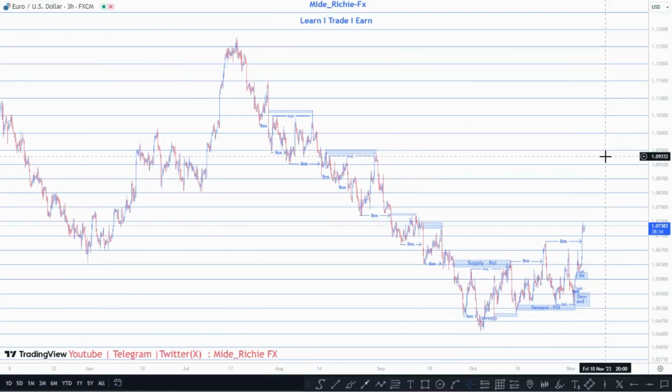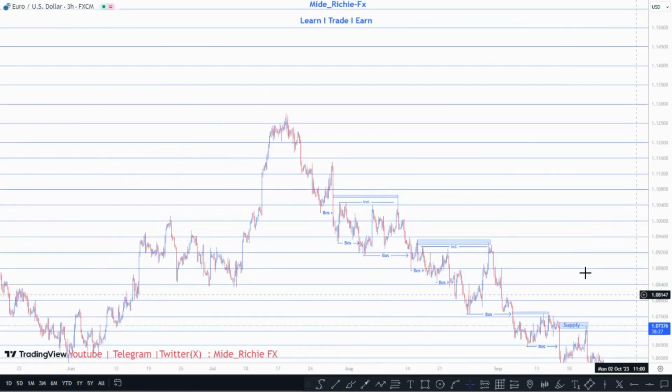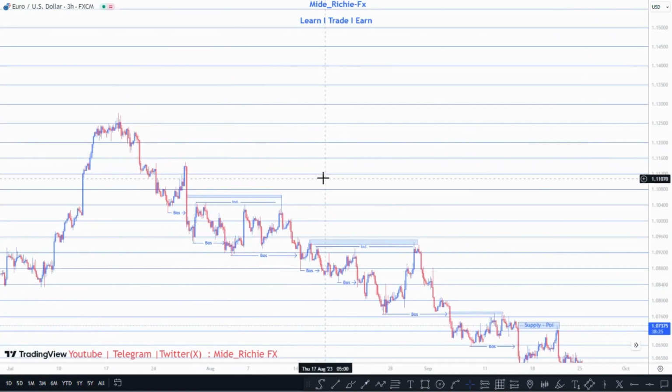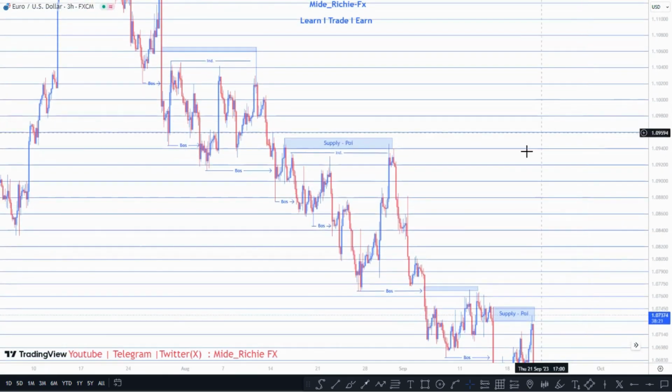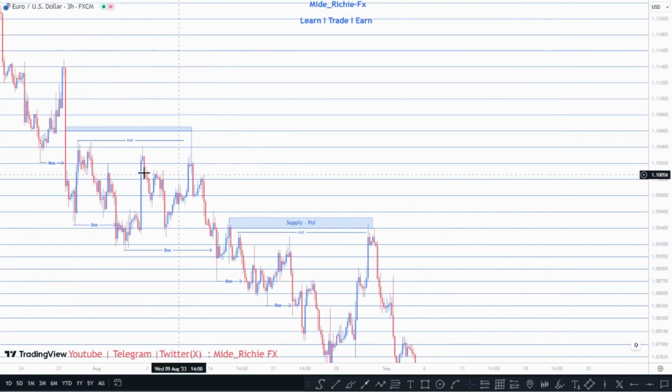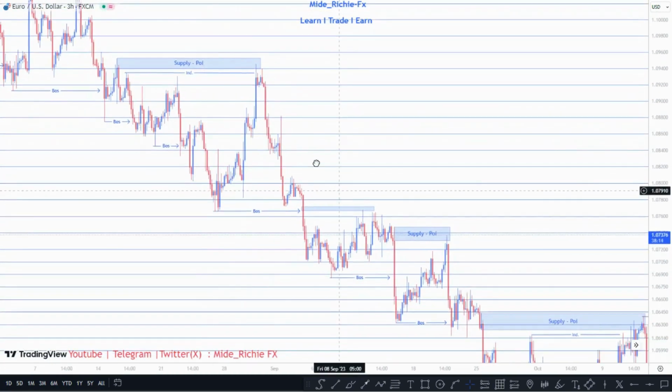So now let's start with the EURUSD. As you guys can see on the 3 hours chart, we were pretty much bearish before on EURUSD, right? You can see how the market is expecting supply zones and breaking structures to the downside, breaking structures to the downside.